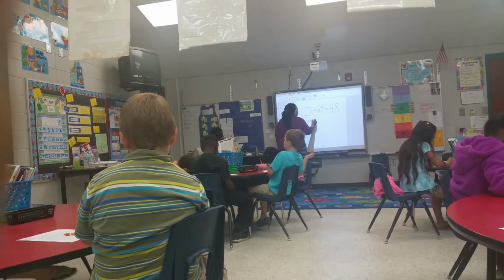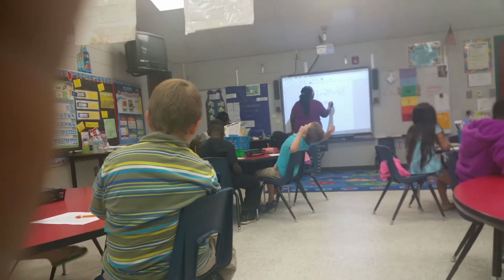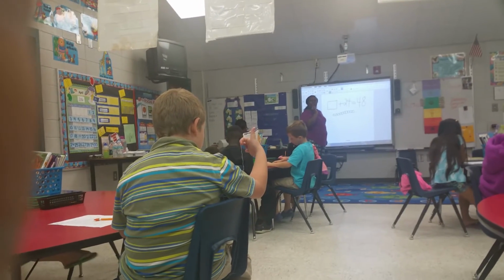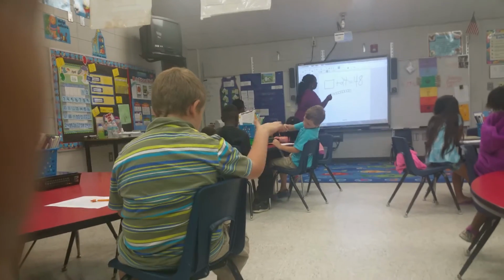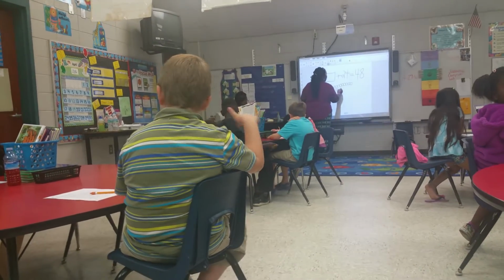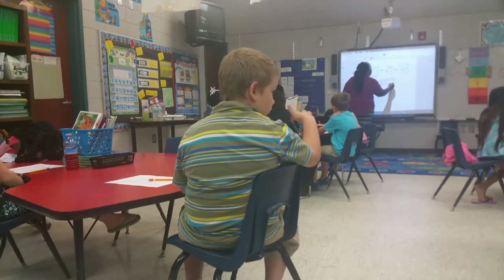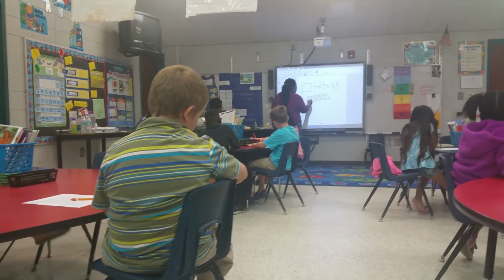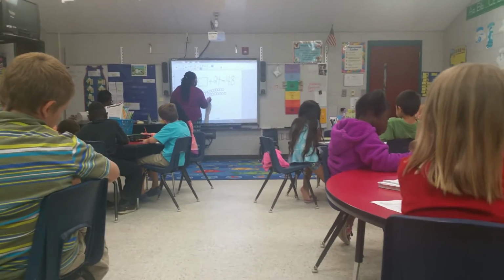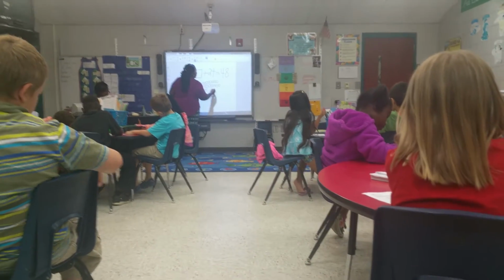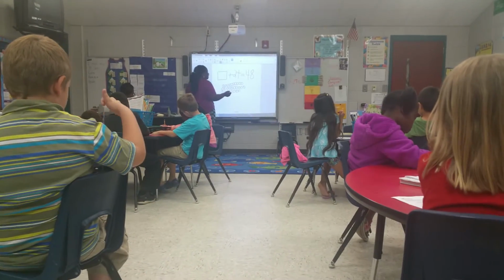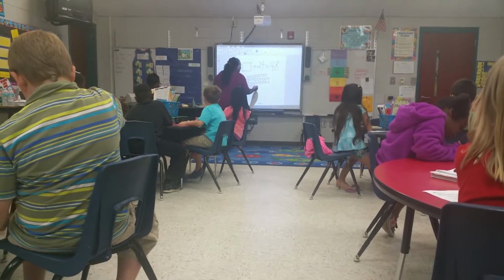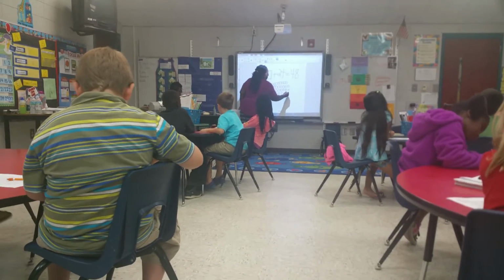1, 2, 3, 4, 5, 6, 7, 8, 9, 10. I'm gonna do it in groups of 10. How many groups of 10 do I need? 4. Good job, Angel. That's 2 groups of 10. 1, 2, 3, 4, 5, 6, 7, 8, 9, 10. That's 3 groups of 10. 1, 2, 3, 4, 5, 6, 7, 8, 9, 10.